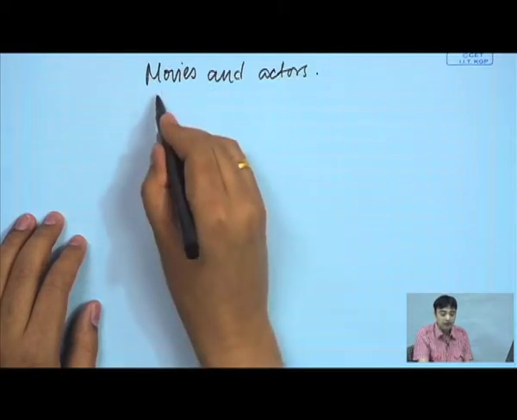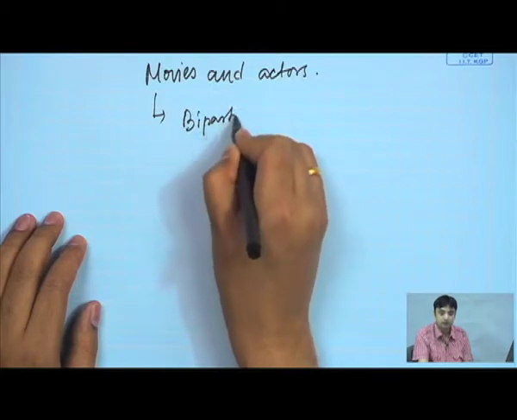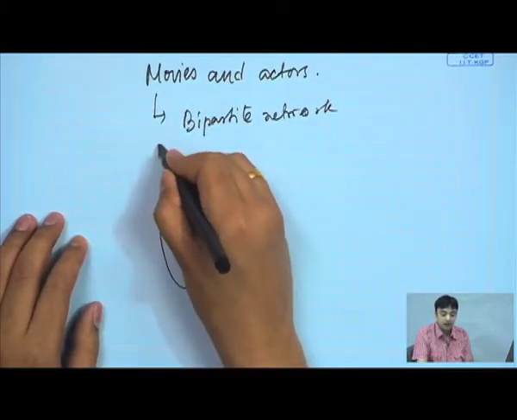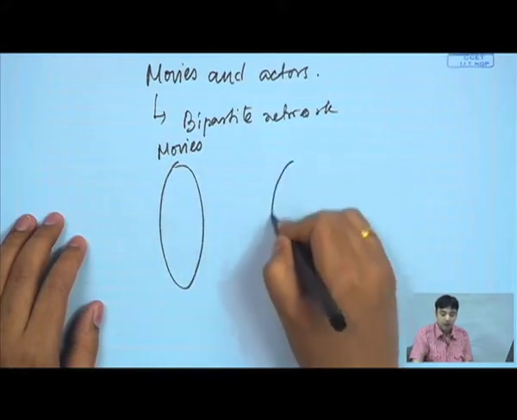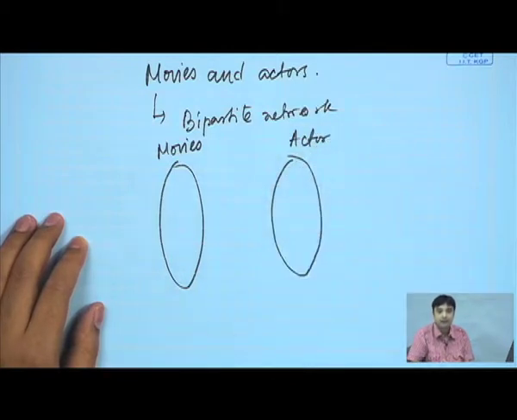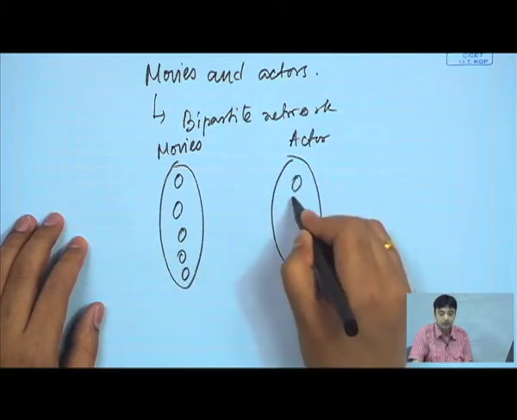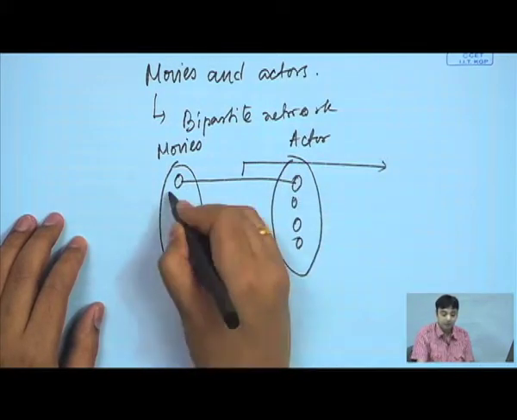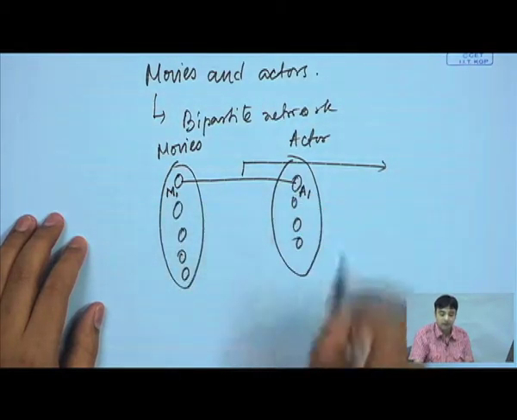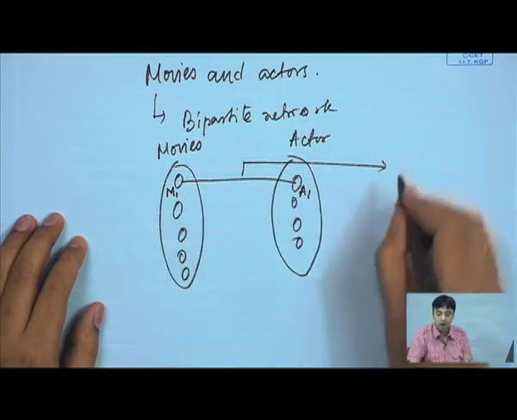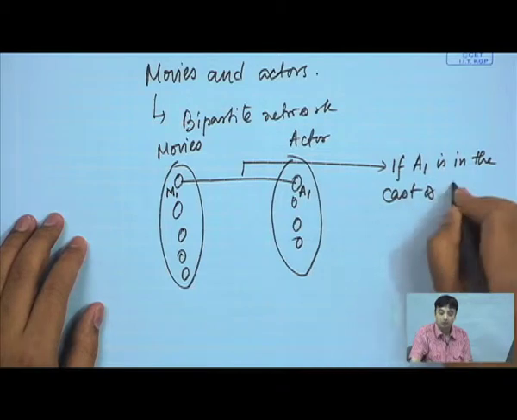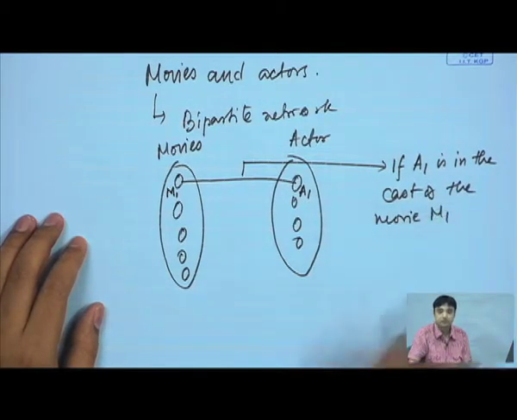So, you first conceive of a bipartite network, where one partition is the movie nodes and the other partition is the actor nodes. Now, you have some movies and you have some actors. You draw an edge between a movie and an actor: say the name of this movie is M1 and the name of this actor is A1. You draw an edge between M1 and A1 if A1 is in the cast of the movie M1. This is how you construct a movie actor bipartite network.